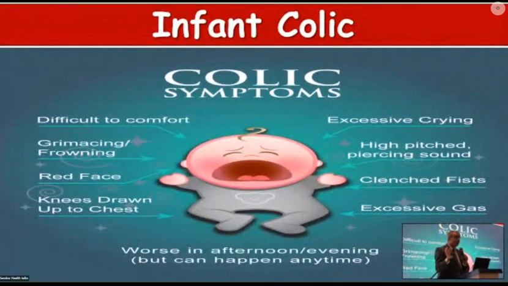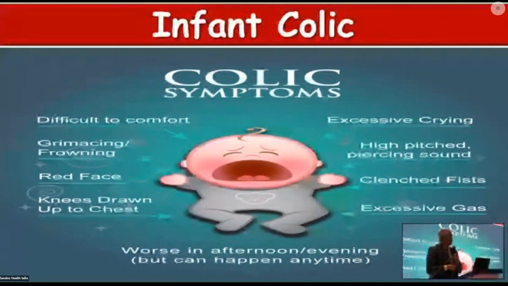During the attack, this baby usually will have excessive crying, grimacing, redness, clenching of the hands, and flexing of the lower limbs over the abdomen. And it's difficult to calm this baby. Changing the diaper and trying to calm him by all known methods will usually fail to calm him.